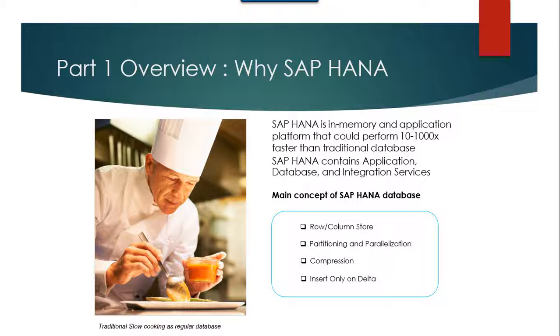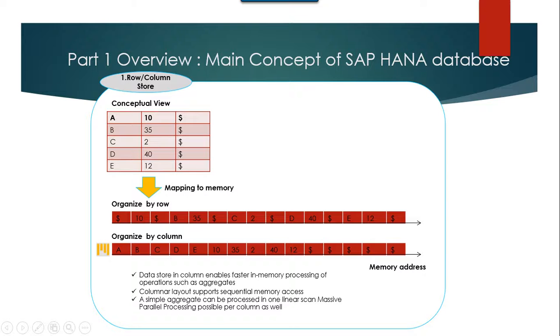Why SAP HANA? SAP HANA is an in-memory application platform that can perform more than 1,000 times faster than a traditional database. SAP HANA contains application, database, and integration services. The main concepts of SAP HANA are column store and row and column store, partitioning and parallelization, compression, and insert only on delta. See the first one, the first concept.